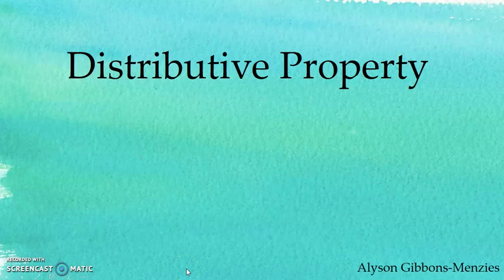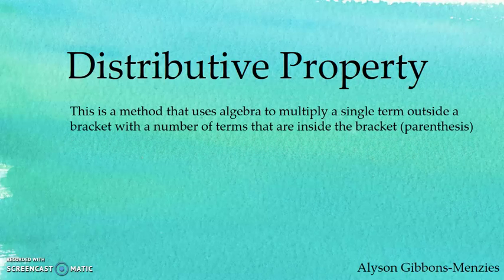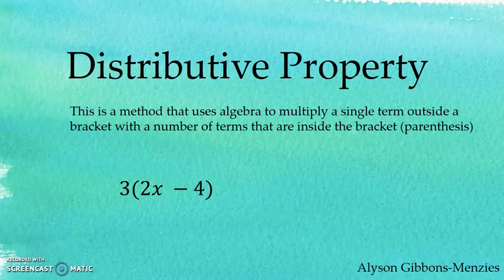Distributive property. What is distributive property? Well, it's a method that uses algebra to multiply a single term outside a bracket with a number of terms that are inside the bracket. And sometimes you'll see the word parenthesis to mean bracket.